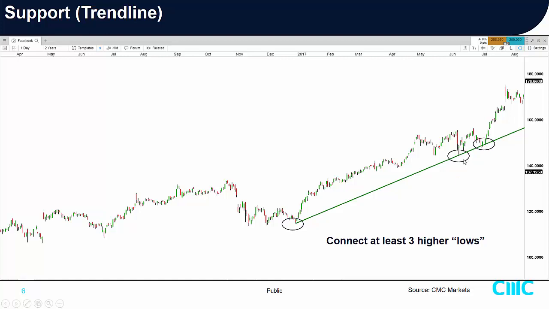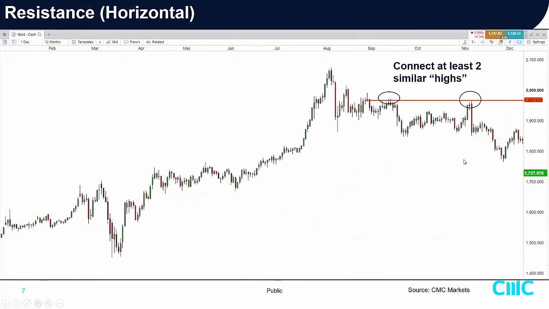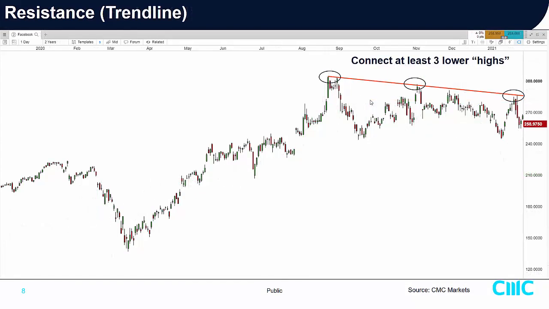Conversely, for a horizontal resistance, this is the price action on gold in the last 3 months, where gold refuses to break above the 1967 level, connecting similar swing highs. We have one high, two highs, and in fact three highs for gold. Then we can also connect a trend line resistance. We call it a descending trend line resistance, by connecting at least three lower highs, as seen on the chart of Facebook here.